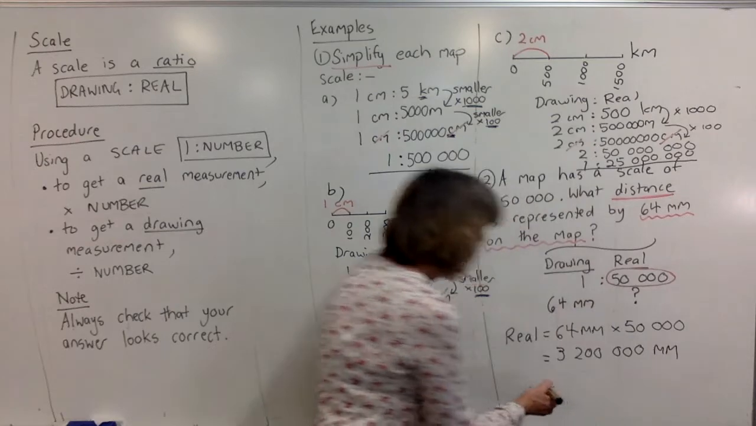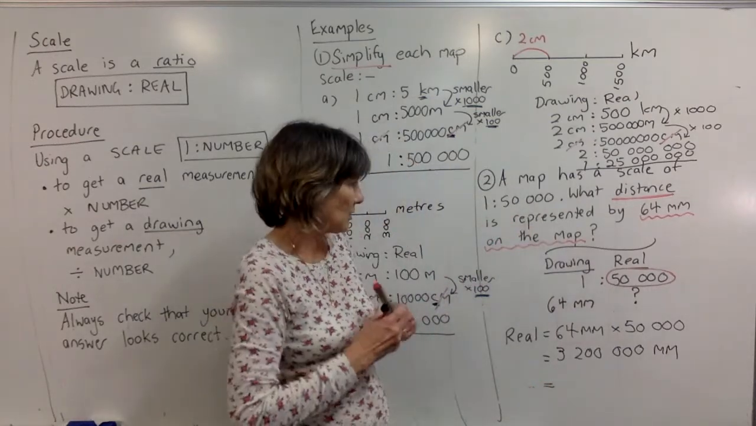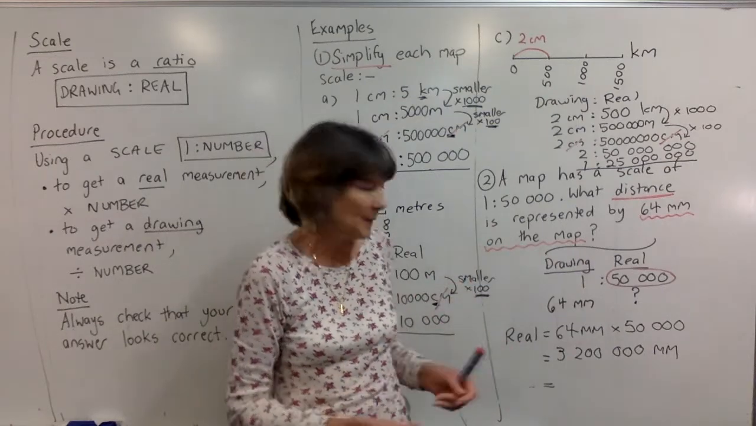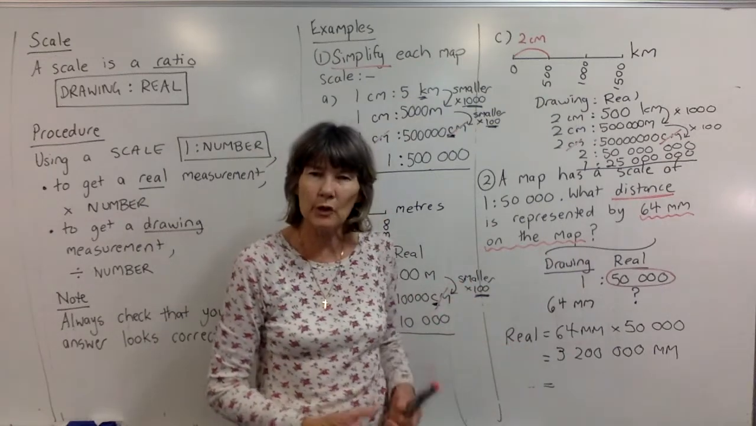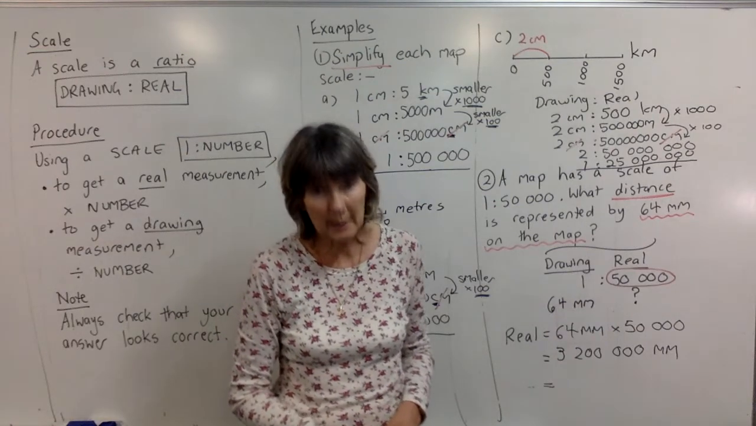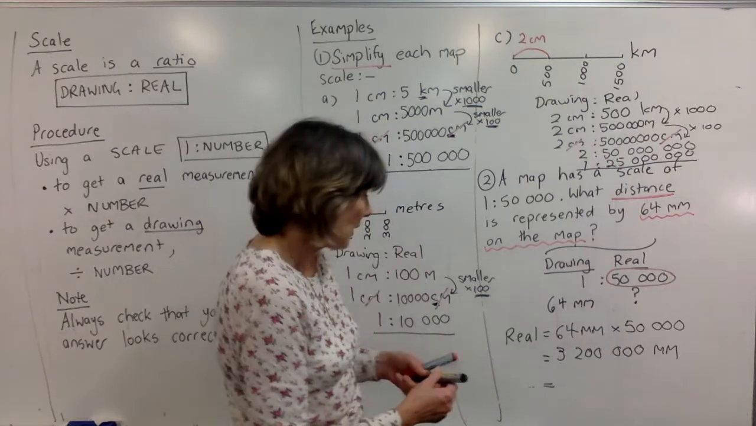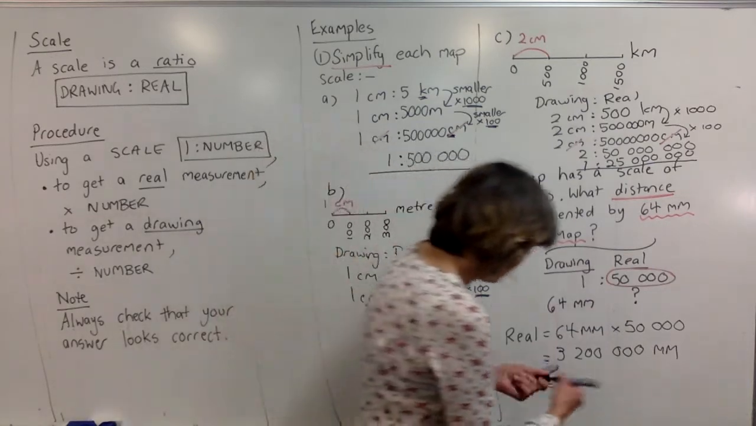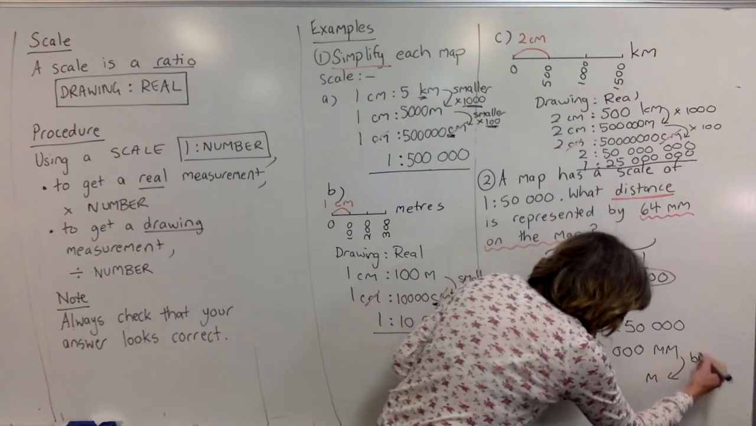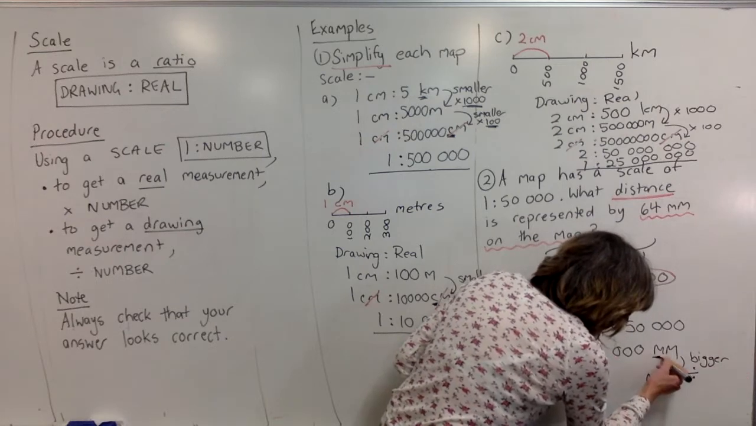Now, according to what they've asked for, that sounds fine, right? They haven't told you what they want the answer in. But in reality, would you tell anybody that something is 3,200,000 millimetres? No one really knows what you're talking about. So we might just change this to metres. Now, we're going to a bigger unit, so we're dividing by 1,000 for milli.